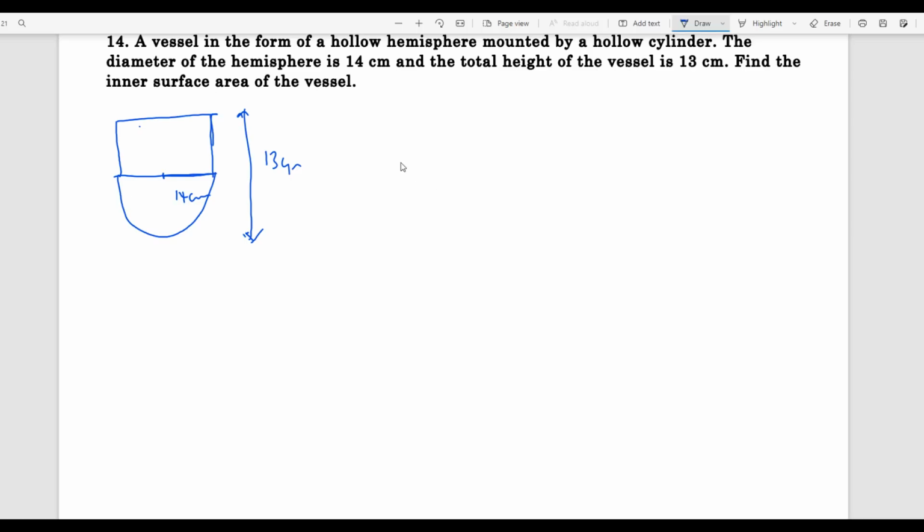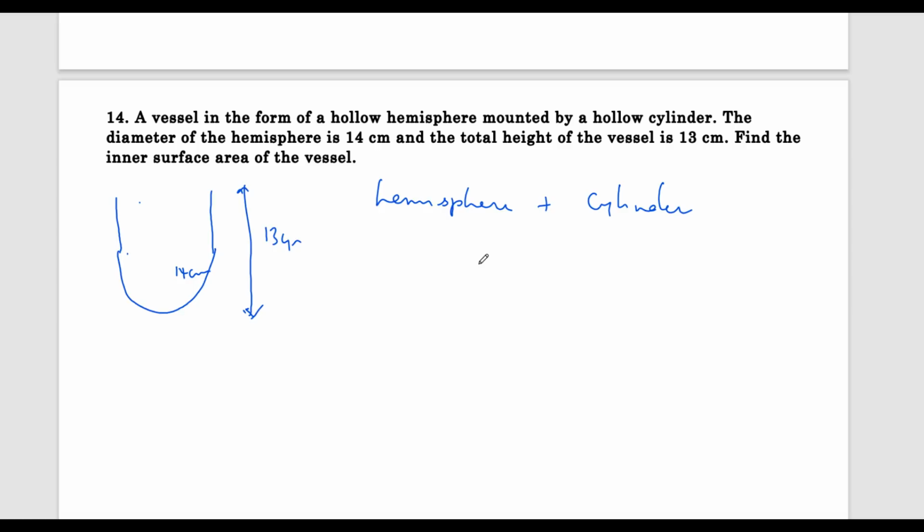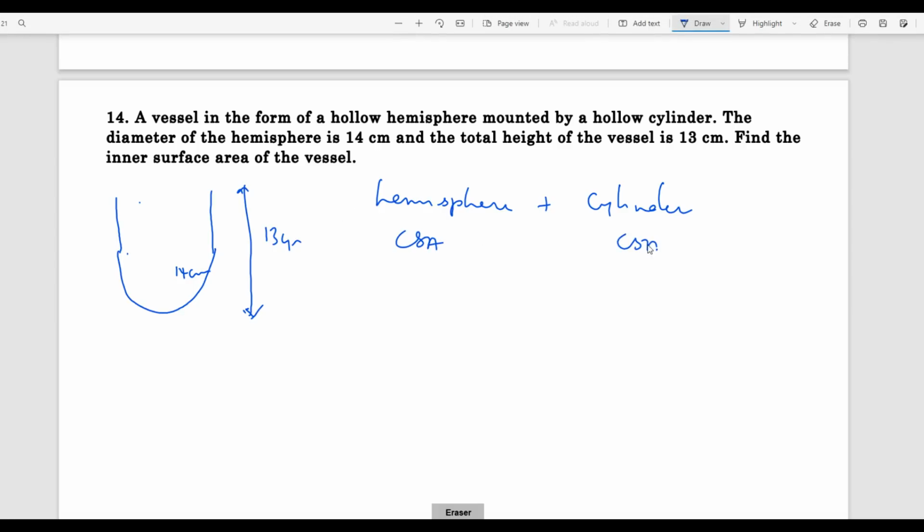First, it is a combination of two solids, that is hemisphere plus cylinder. Here the top portion is not involved, here also it is not there. So what you should do is calculate the CSA of hemisphere plus CSA of cylinder, since you just need to calculate the inner surface. And to calculate the CSA of the cylinder, you should have the height. So what will the height be?